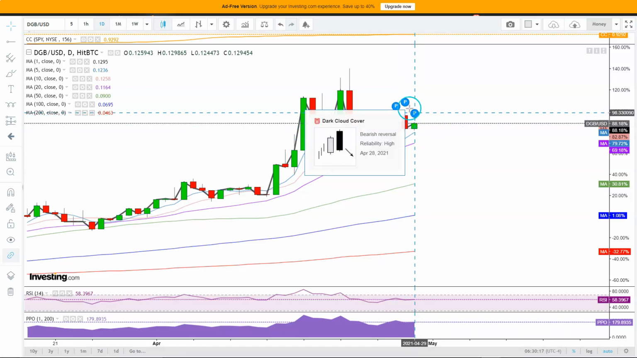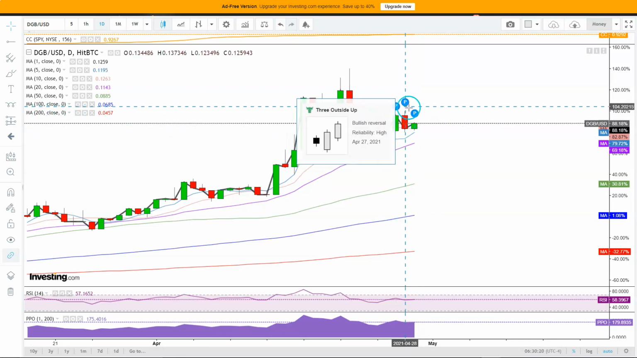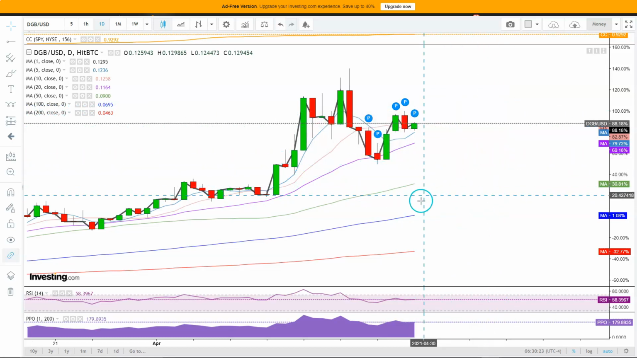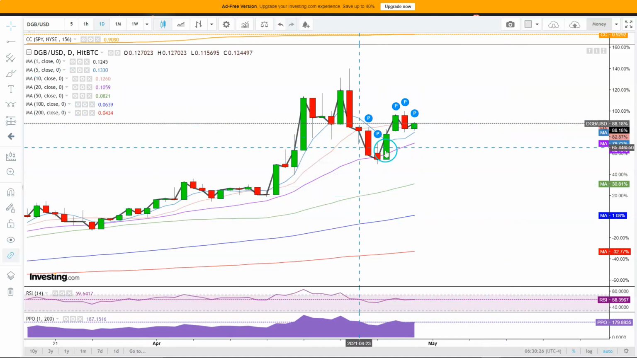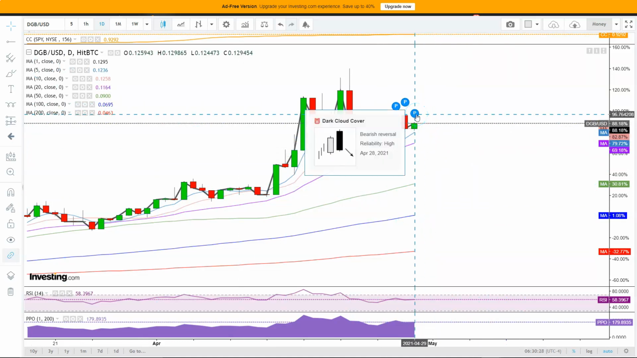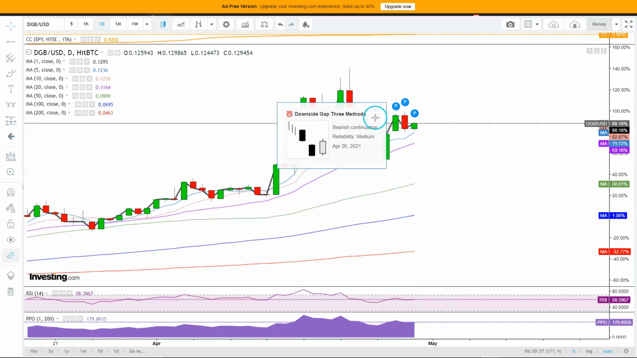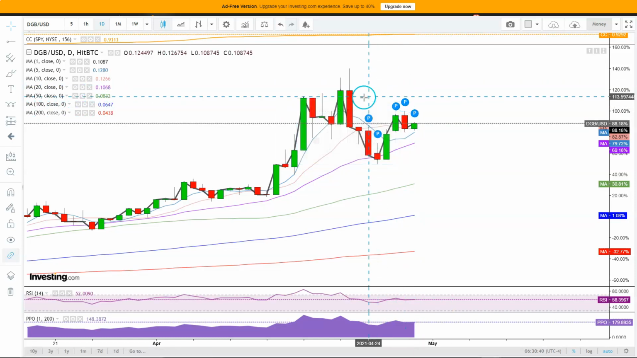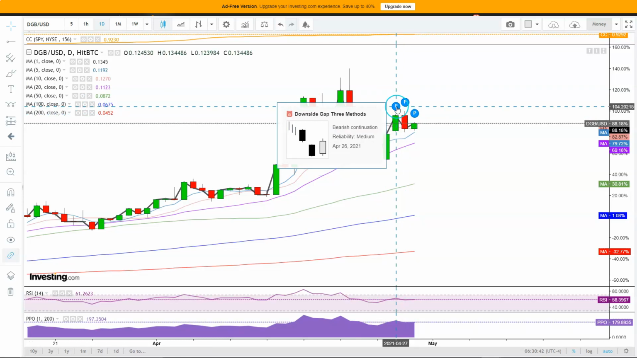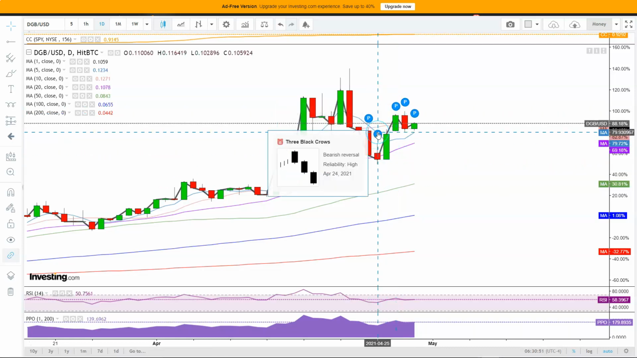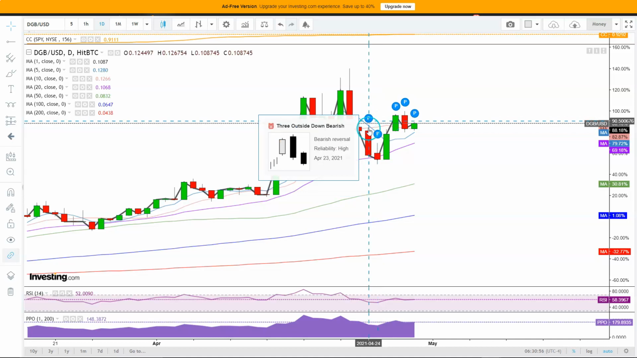Okay, here's a bit of a mix of candlestick patterns. This is one of the reasons why I'm not a huge fan of candlestick patterns. So you see here Investing.com has found dark cloud cover, which is bearish, and that one has high reliability. Then it finds a three upside down, bullish reversal, and that one also has high reliability. But here, all of a sudden, we have a bearish candlestick pattern, downside gap three methods, medium reliability. Here you have a three black crows, bearish reversal, high reliability.